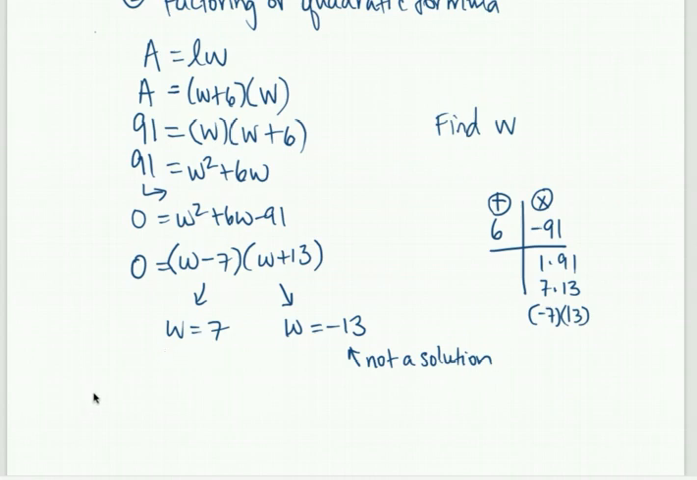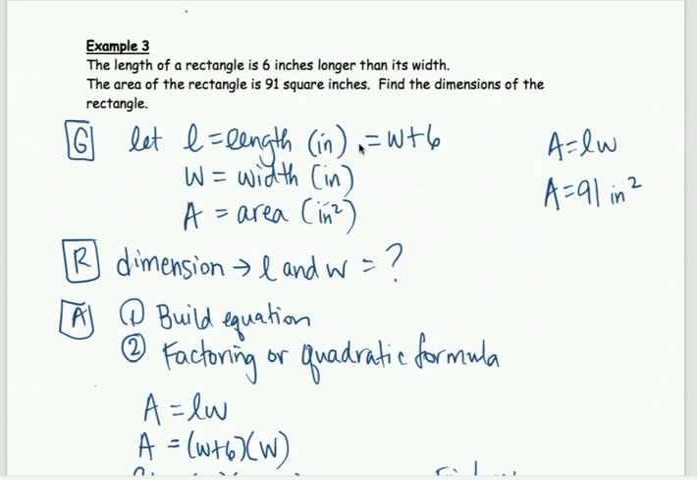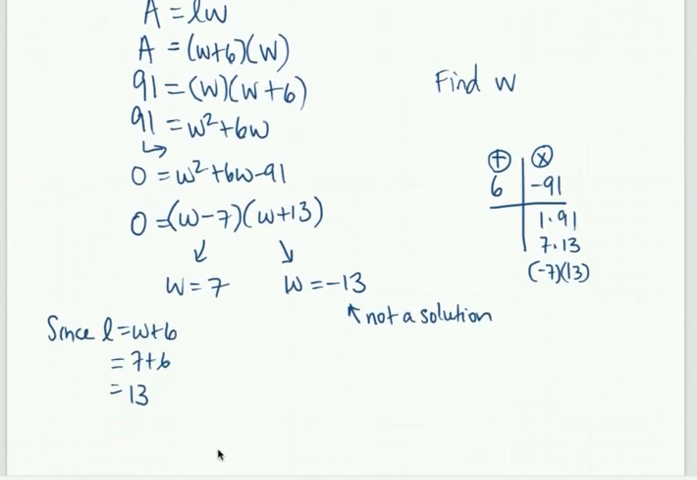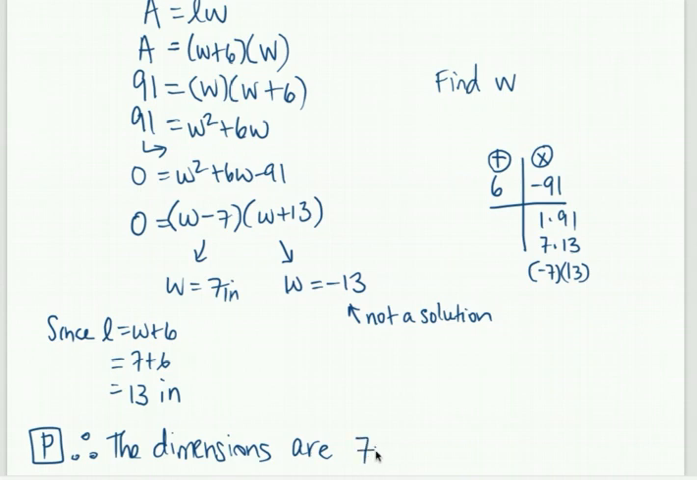Okay, so we have width. So what was the formula for length? Well, length was W plus 6. So since length is W plus 6 like that, and we know W is 7, the length is 13. Okay, and this is all in inches. Okay, so let's report our final answer here. So therefore, the dimensions for the rectangle are 7 inches and 13 inches.